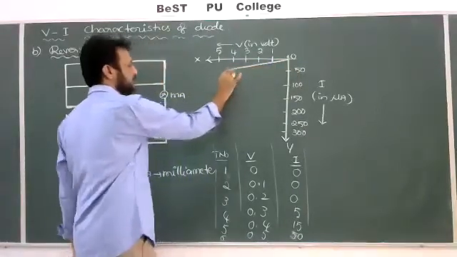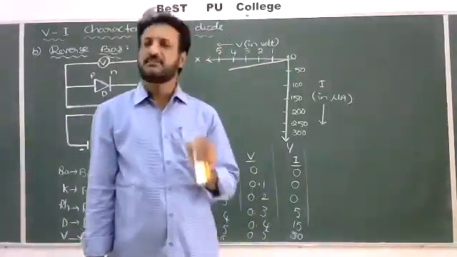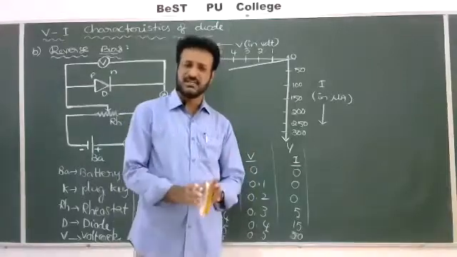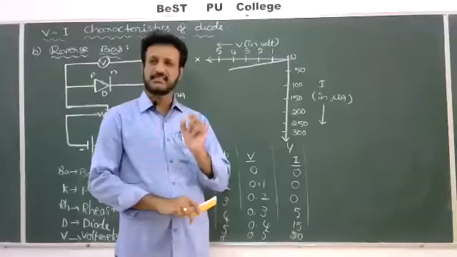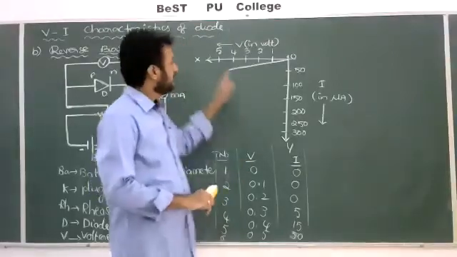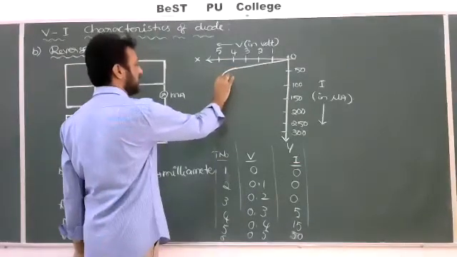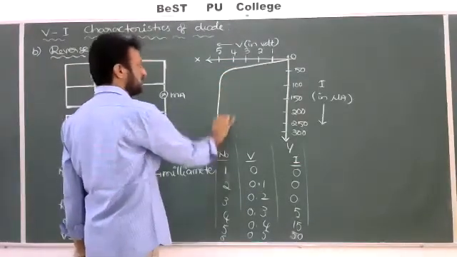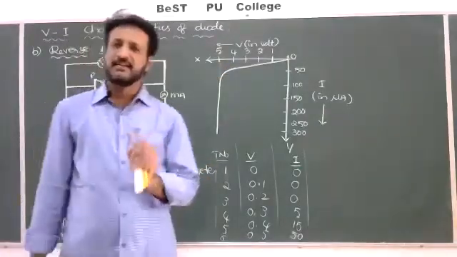Why does negligible current flow? Because of minority charge carriers. A lesser number of charge carriers can cross the junction and give a small current, which is called leakage current or dark current. But once it reaches a certain value, what will happen? Breakdown takes place, and because of the breakdown, the current sharply or suddenly increases.